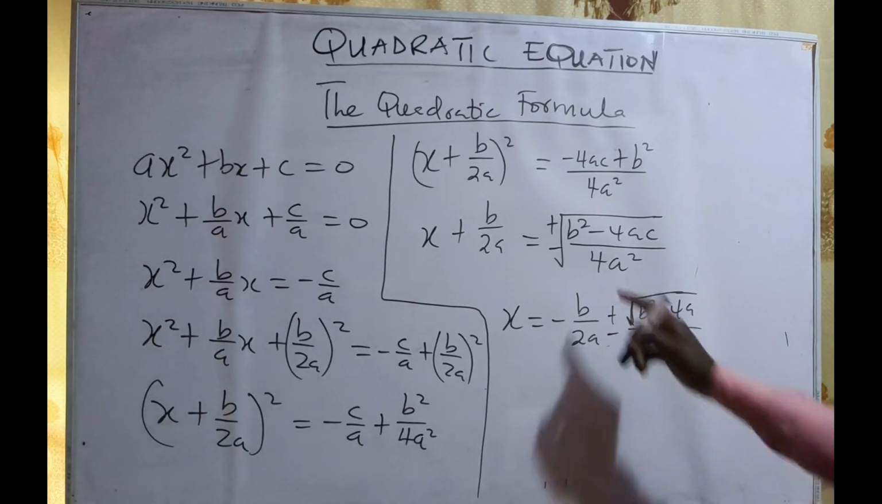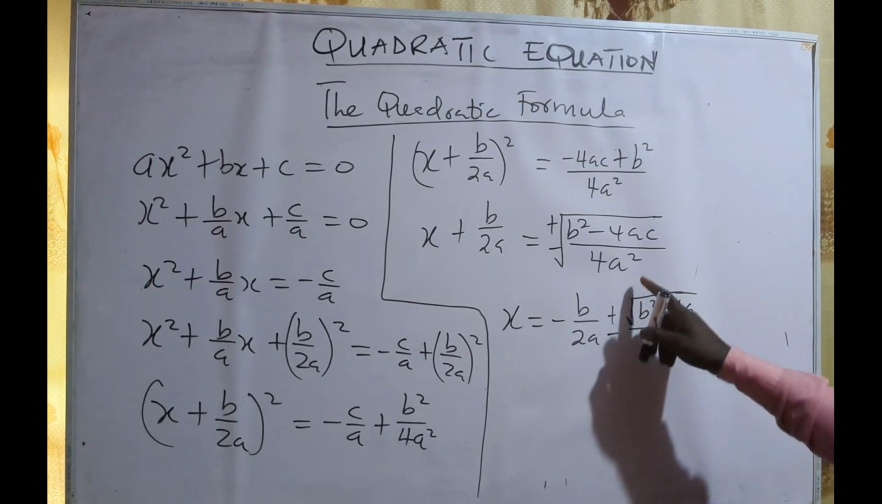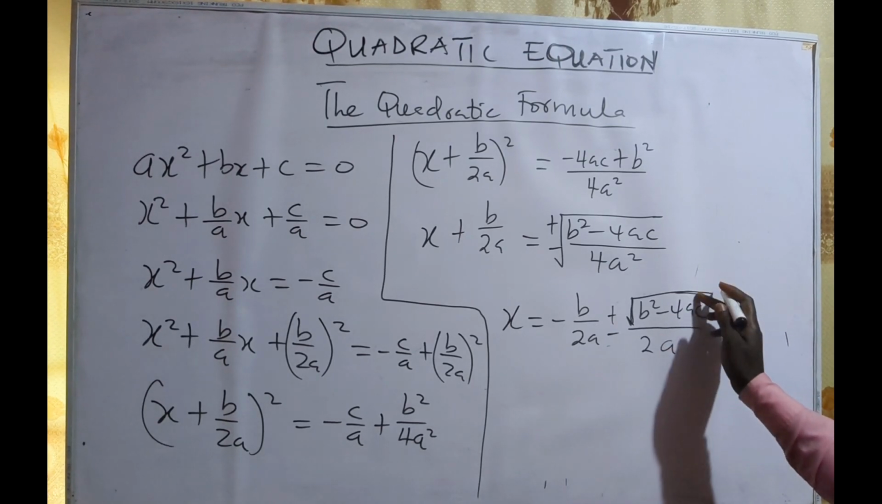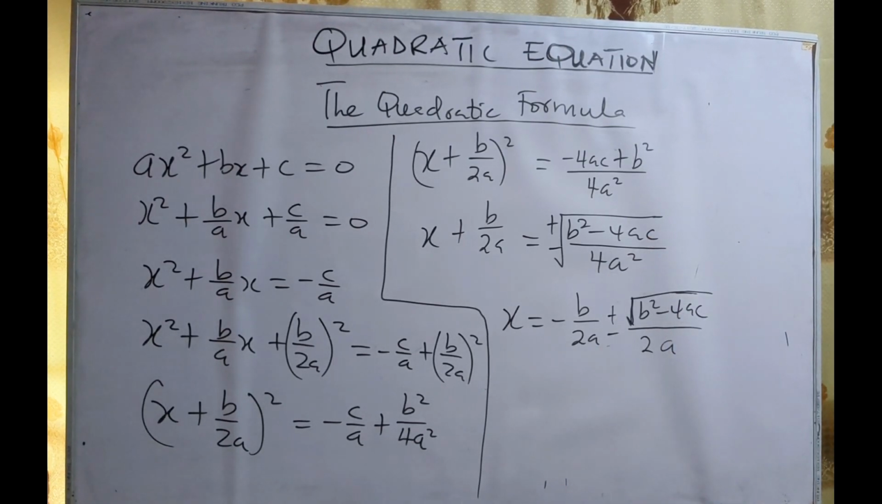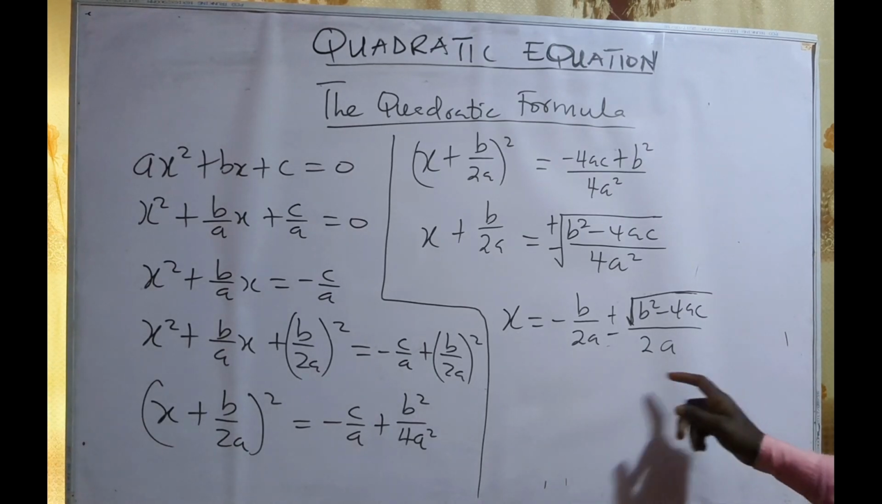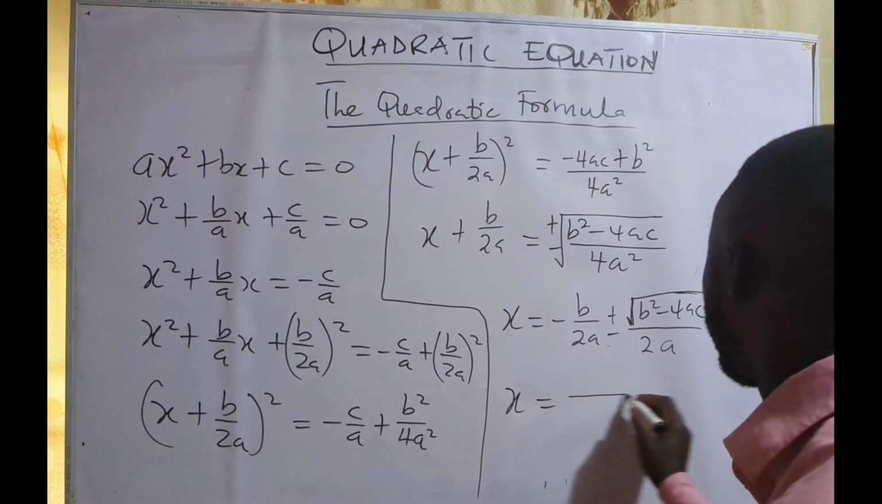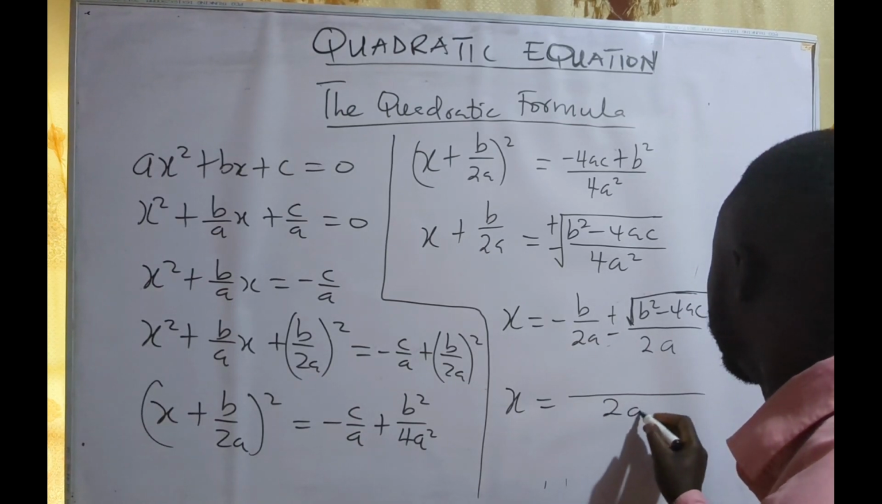So that I have minus b over 2a plus or minus square root of b squared minus 4ac. Sorry, there is a c here: 4ac. Alright, then what do I do? I can find the LCM. I have 2a here, 2a here. So my x will be equal to what? The common denominator, 2a.